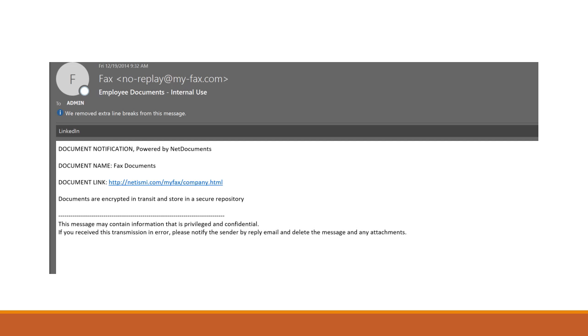However, if you look at the document link in the email, it is sending you to netismi.com. So this is a good indicator that this is not in fact an internal document and has nothing to do with an employee. Again, asking those questions: was I expecting this message? Am I hiring employees? Do I have something going on in human resources that would cause this fax to be sent?